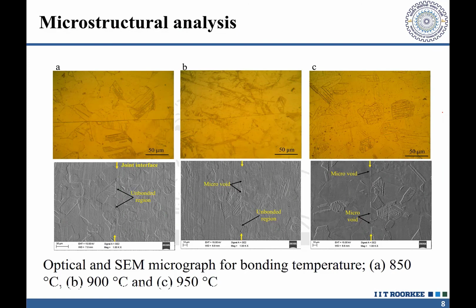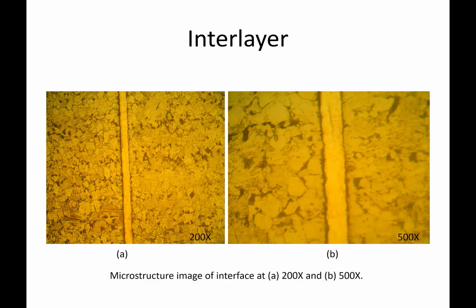If we see the macro as well as the microstructural aspects of the diffusion bond developed at the different temperatures, say 850, 900 and 950 degrees centigrade, this is an austenitic stainless steel diffusion bond, two sides of the base metal. Here we can see the typical joint interface line is still visible, and even some unwanted regions can be seen. At 850 degrees centigrade, we can still see a few microvoids here and there, and these lines in the optical as well as the same micrographs can be clearly seen.